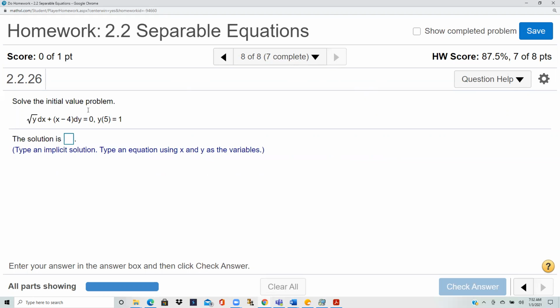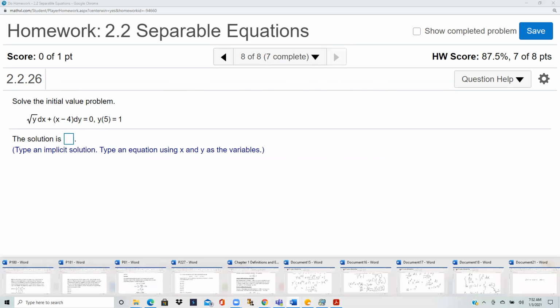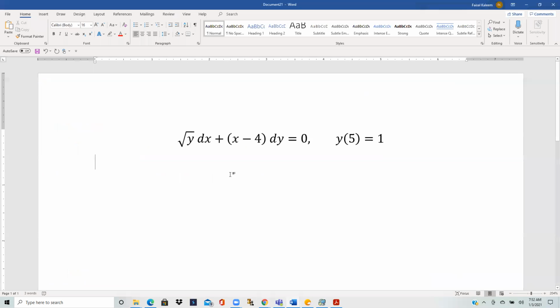Okay, so solve the initial value problem: square root of y dx plus (x minus 4) dy is equal to 0, y(5) is equal to 1. So here first, let's write the equation. So this is the equation, and we first need to separate variables.